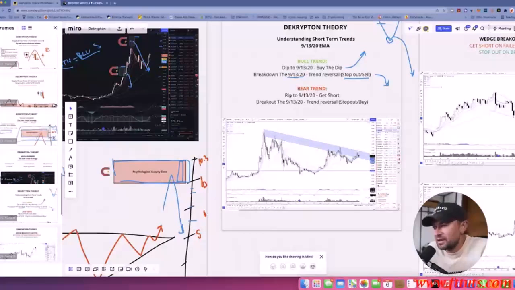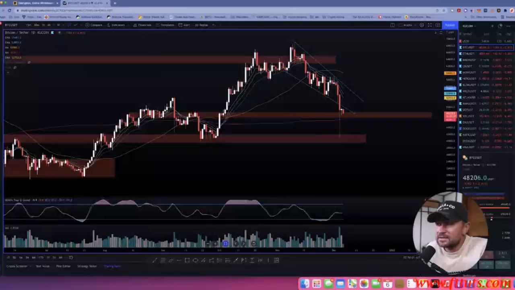And then a bear trend, if things rip to the 9, 13, and 20 EMA, this might be an area to potentially get short because it's in a bearish trend. But if it breaks out over the 9, 13, and 20 EMAs, that would be called a trend reversal, and you might want to stop out. So let's just take a look at Bitcoin here.